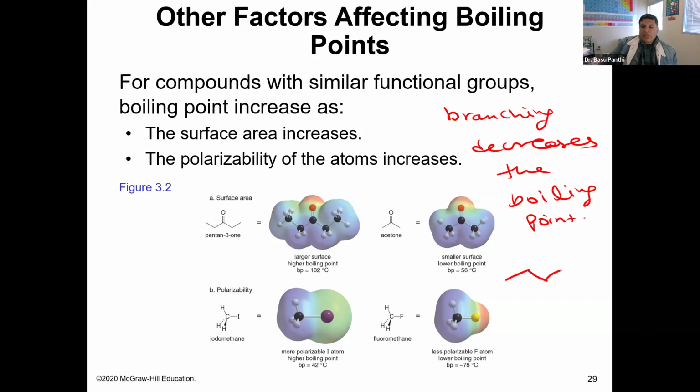So for example, these isomers: even though they are isomers, branching decreases the boiling point. Please remember this one. You need this one in many places. And also the surface area, bigger molecule, and also the polarizability.